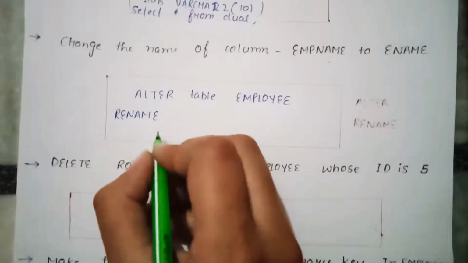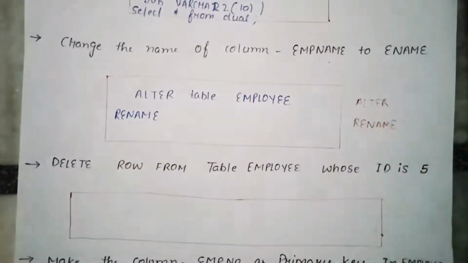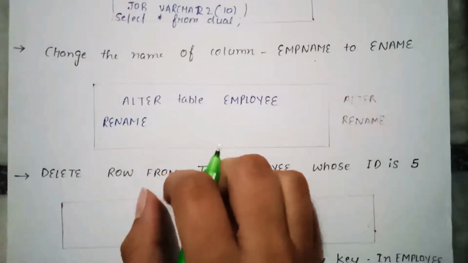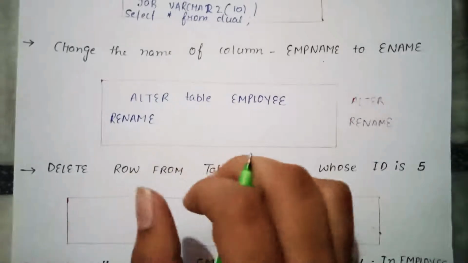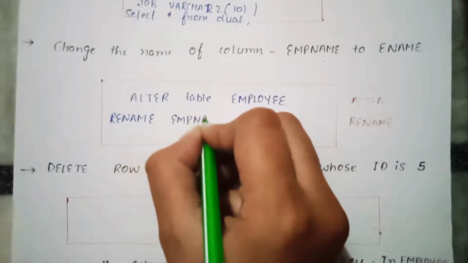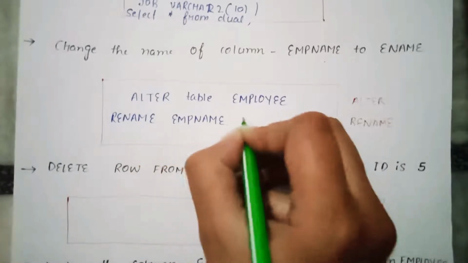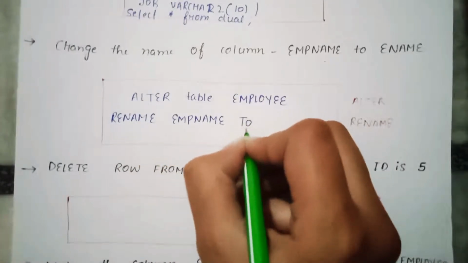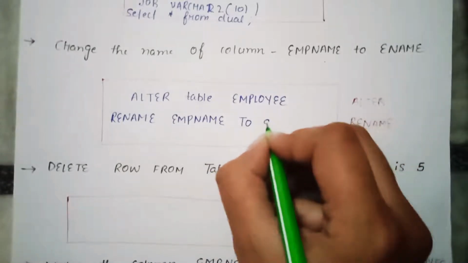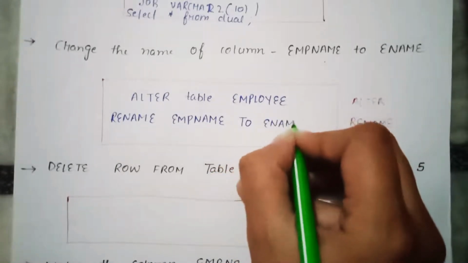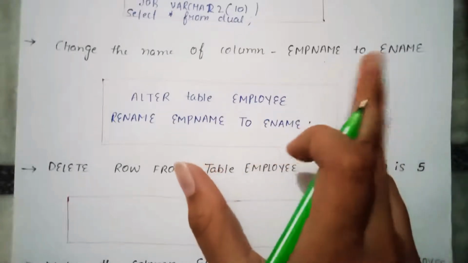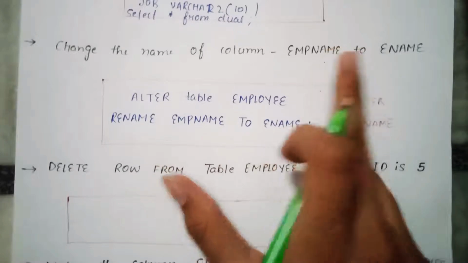Okay, and here we will specify firstly the old name of the column that we want to convert to the new name. So what is the old name over here? It is imp name. After this we will use TO, and here we will write the new name that we want to give our column, that is e name. This is a very simple query that we use to rename a column. So we have renamed a column from imp name to e name.